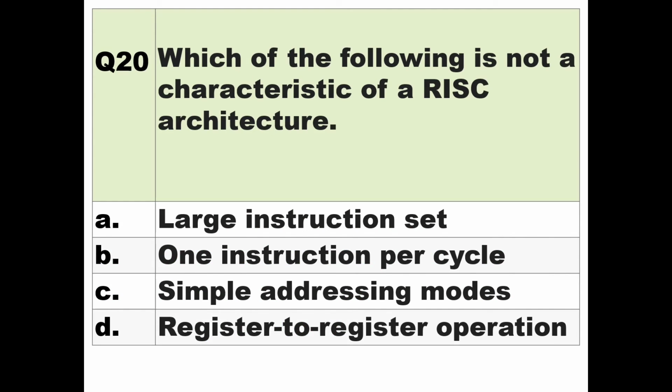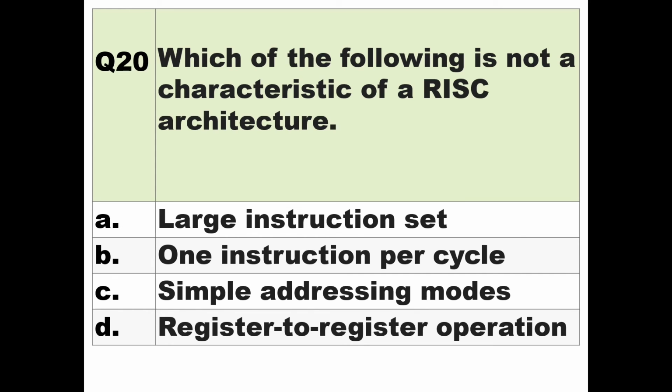Then we'll go to the next question, question number 20. Which of the following is not a characteristic of a RISC architecture? So after these four options, which is not a characteristic of RISC architecture? Option A is large instruction set. No, this is not true of RISC because it has a small instruction set. One instruction per cycle. This is also true. Okay. Then simple addressing modes. This is also true. Register to register operation. This is also true.